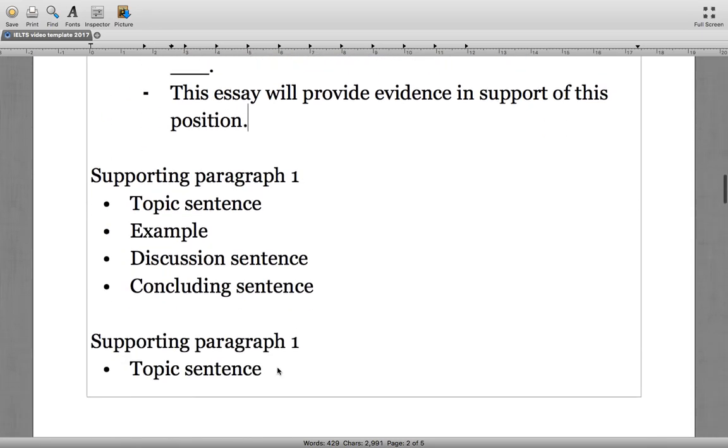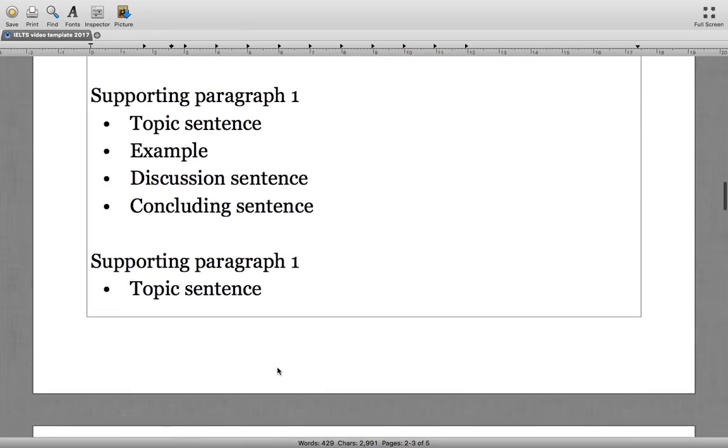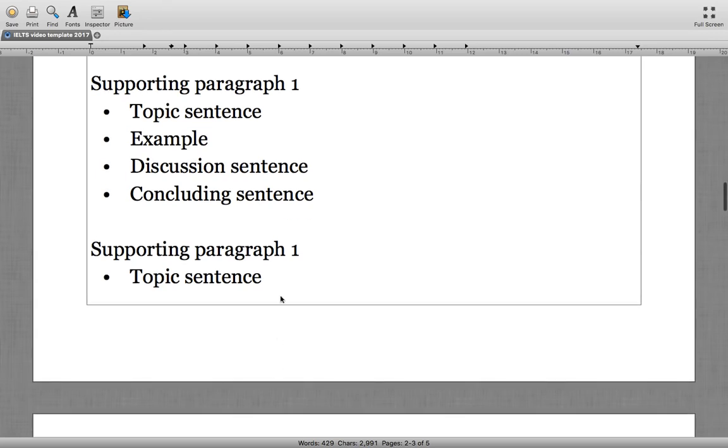Okay, now let's look to the first supporting paragraph. So as you know, you're also progressing through 4 different stages. You're going to declare what the paragraph is talking about in the topic sentence.